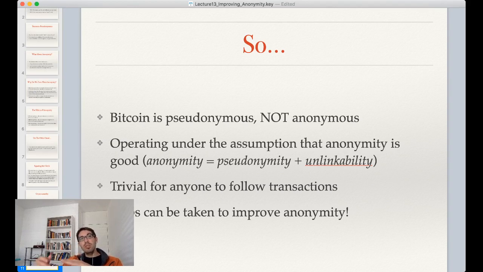Okay, so just to summarize Bitcoin and the state of that, it's pseudonymous, not anonymous. And we're operating in this lecture on the assumption that anonymity, so that's pseudonymity plus unlinkability, not being able to link two transactions together, is good. It is trivial for anyone to follow transactions on the blockchain. They are easily available. There are tens of thousands of copies, if not more, of the Bitcoin blockchain, and it's very easy to verify. But what we can do is make some steps to improve anonymity.